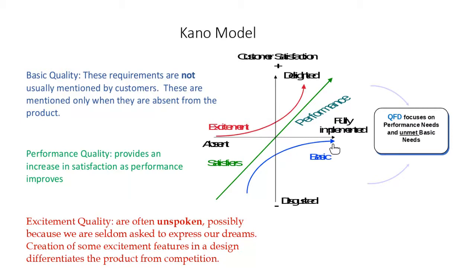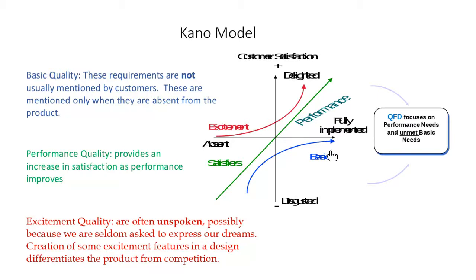So the satisfaction of the customers will be low if those quality characteristics are absent in the product or the service, and it increases when they are available. But also, as you can see, it doesn't reach the excitement level. That's why they call it basic. Why? Because it is usually mentioned, which means it is something that obviously has to be in the product or the service.